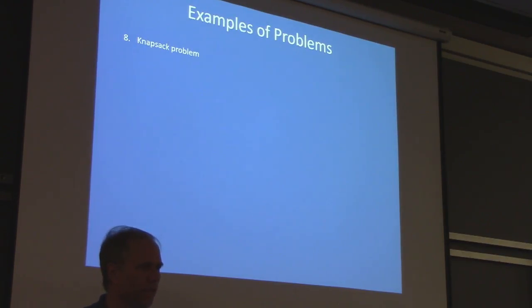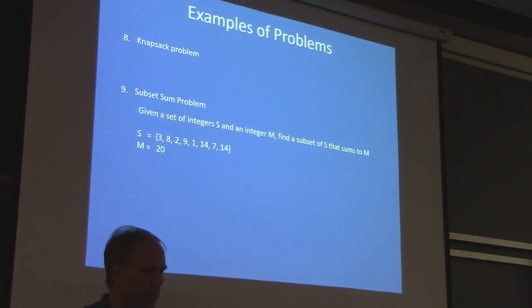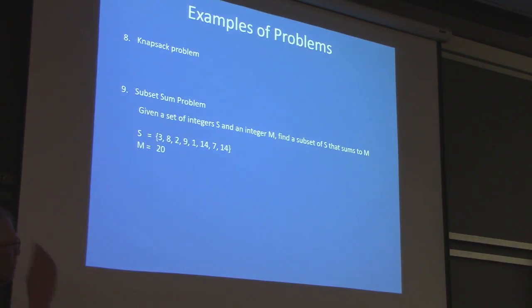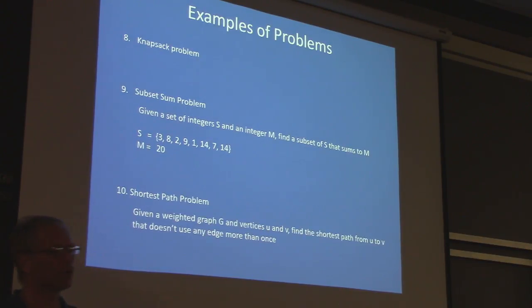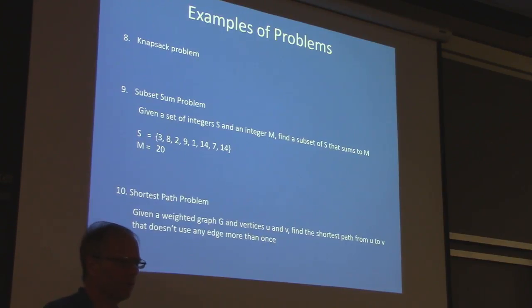Knapsack problem. We talked about that. You can think of that as a search problem. There's an optimization problem, and you think there's a search variant. Subset sum problem. You're given a set of numbers S and a goal M. You're supposed to find a subset of S that sums to M. Turns out there is no known efficient solution to that problem.